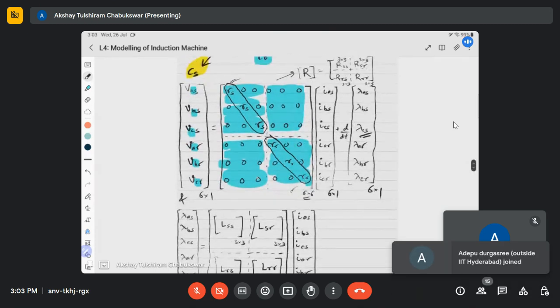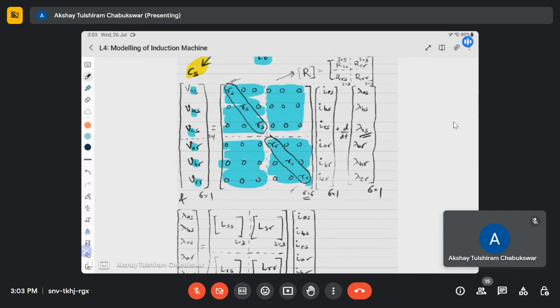So the whole big V vector can also be split into two parts. This is 3 cross 1, and this is another 3 cross 1. The first 3 cross 1 is for only the stator quantities VAS, VBS, VCS. These voltages are nothing but the supply voltages. For the time being, we are assuming that we are exciting the rotor as well because it's a slip ring induction motor. So that's why we have written VAR, VBR, VCR. If it is a squirrel cage induction motor, then this sub vector will be 0, 0, 0.